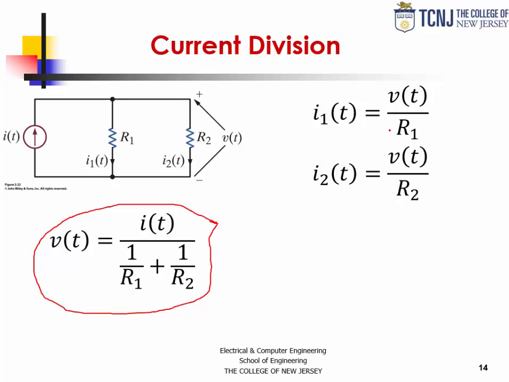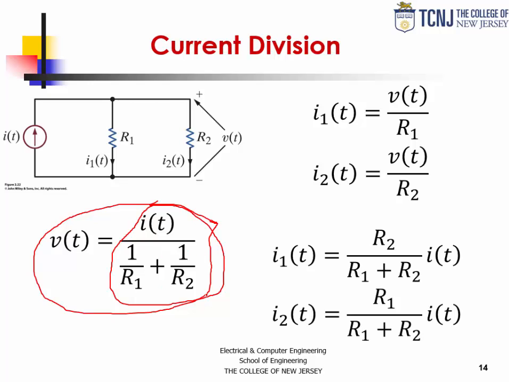If we go back to the original Ohm's law expressions for each of the individual currents, and I substitute the voltage quantity for this expression that we have here, then I know how much current we have in each of the resistors as a function of the total current and the resistors in the network. And these are the final results.